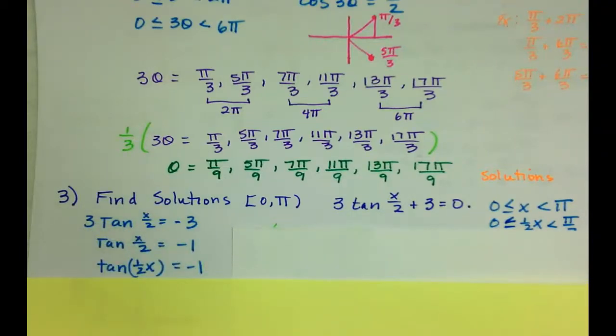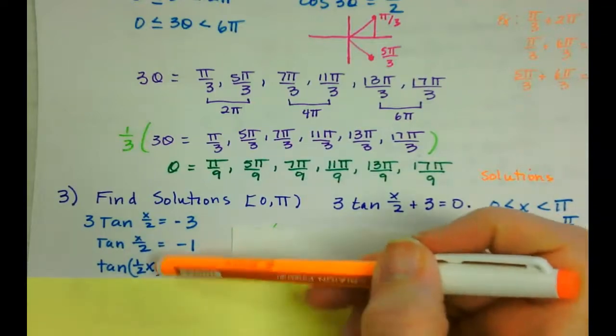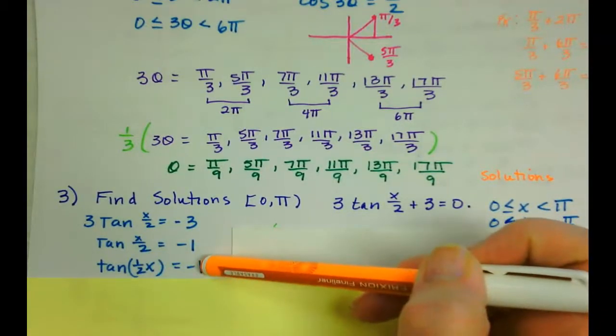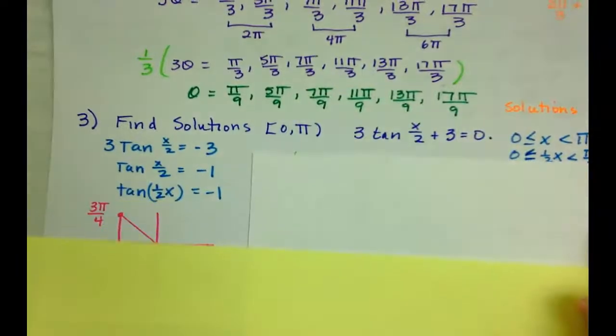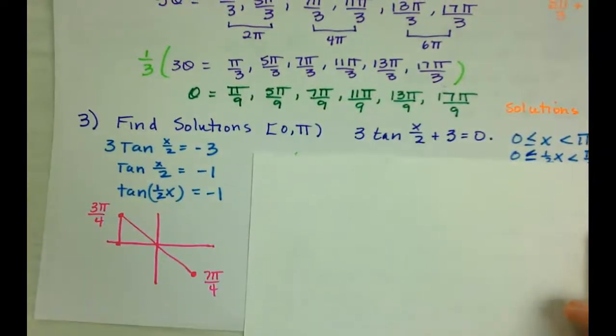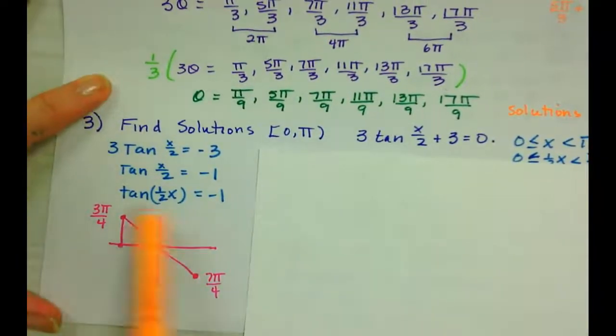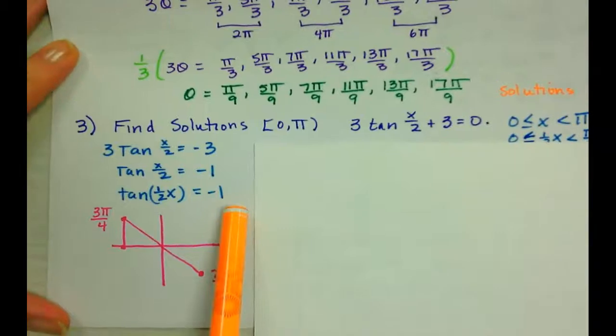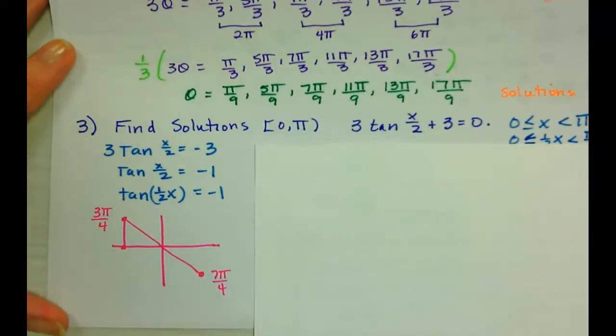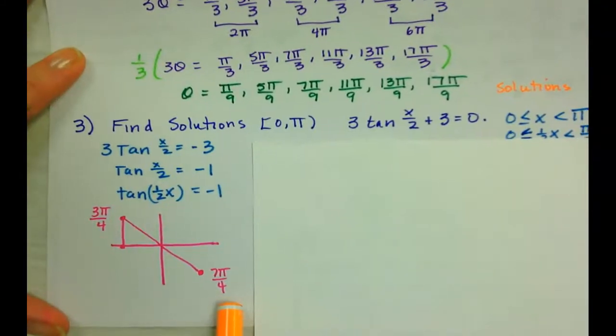So I get tan of x over 2 equals -1, or tangent of 1/2 x equals -1. So then tangent can be negative in these two quadrants. And I know the only time tangent can be 1 or -1 is if sine and cosine are the same thing, which leads me to know that it's a pi over 4 angle. And the pi over 4 angle in the second quadrant is 3 pi over 4. And the pi over 4 angle in the fourth quadrant is 7 pi over 4.